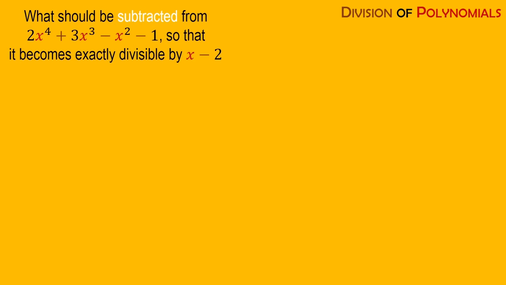Here we have our first question, which is: what should be subtracted from the given polynomial 2x to the 4th plus 3x cubed minus x squared minus 1 so that it becomes exactly divisible by x minus 2? What does exactly divisible mean? The remainder should be 0, right? So to find out whether it is exactly divisible, we have to actually divide these two polynomials, and we have just learned how to do that.